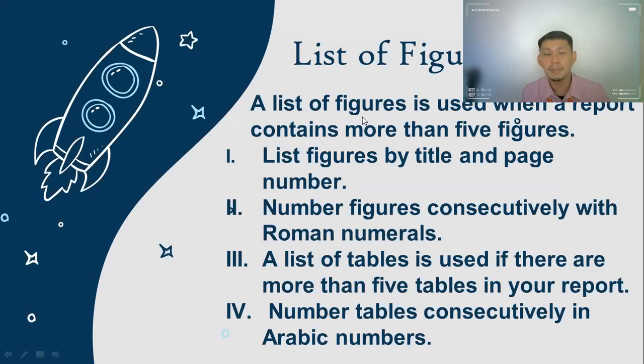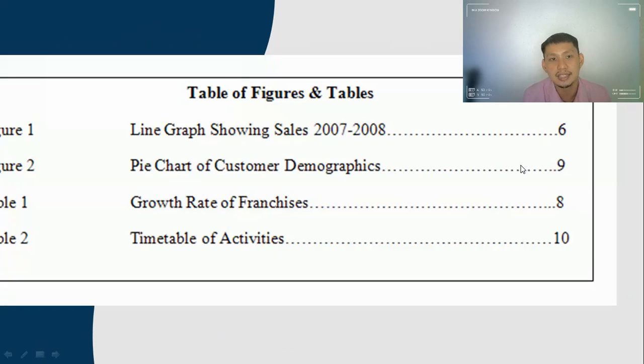Next, let's talk about list of figures. Of course, in your report, you need to present figures, right? You need to present a graph, a pie graph, a bar graph, demographics, and statistical evidence. A list of figures is used when a report contains more than 5 figures; number figures consecutively with Roman numerals. A list of tables is used if there are more than 5 tables in a report; number tables consecutively in Arabic numbers. This is an example of figures and tables.